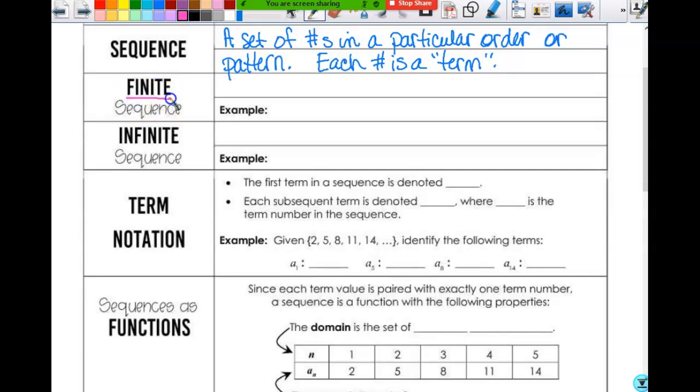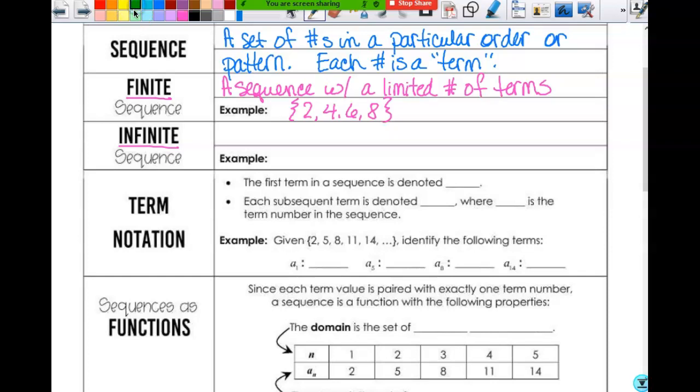We have finite and infinite sequences. You know what infinite is. Finite's the opposite of that. Infinite goes on forever, finite does not. So the definition of a finite sequence is a sequence with a limited number of terms. Okay. So our example could be 2, 4, 6, 8, something like that.